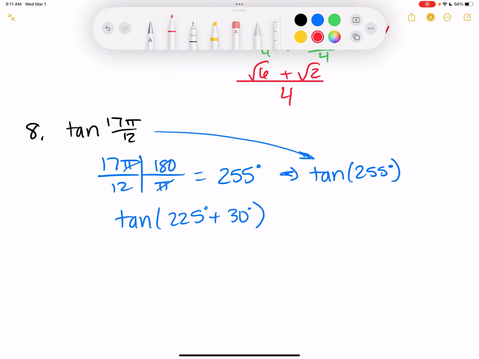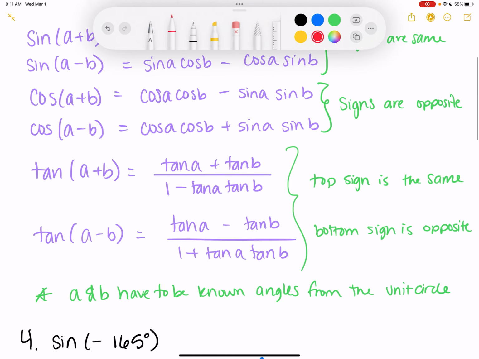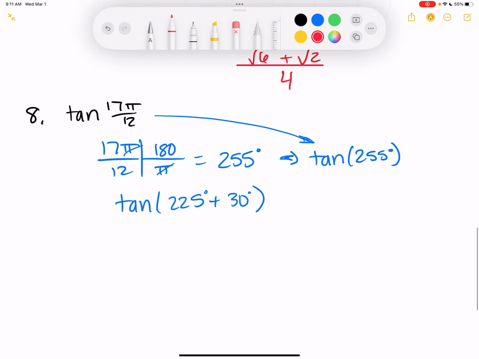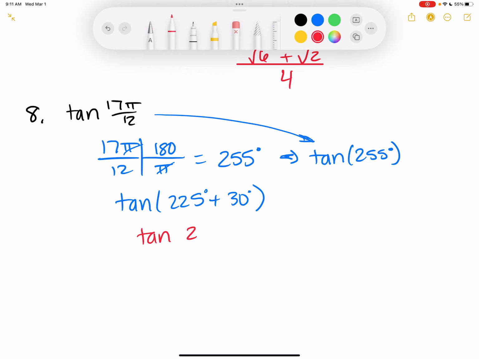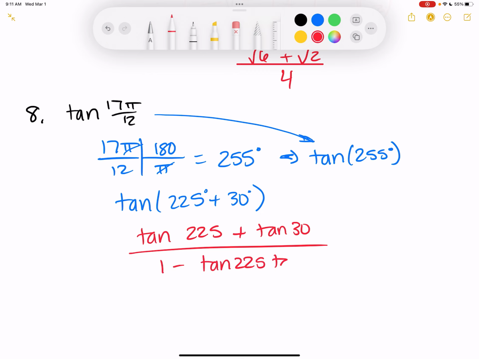So now the tangent formula, this is the plus 1. Same sign on top, so we add the 2 together, and then 1 minus, so the opposite sign on the bottom. So we're going to have tangent of 225 plus tangent of 30 over 1 minus tangent of 225 tangent of 30. Now, tangents are everybody's least favorite because it ends up with fractions and fractions, or at least most of the time. But your answer ends up being pretty nice.